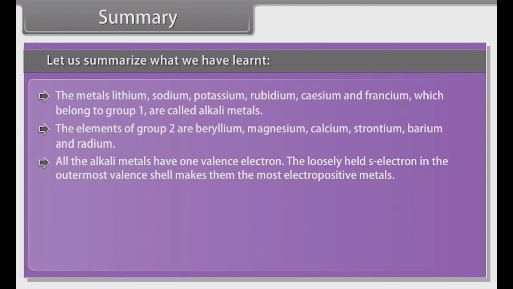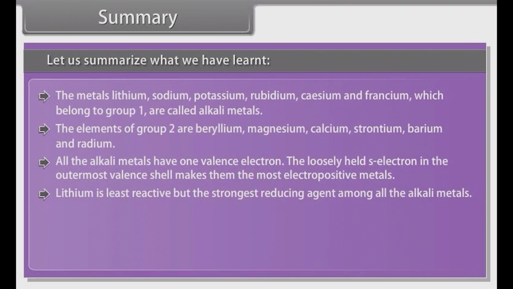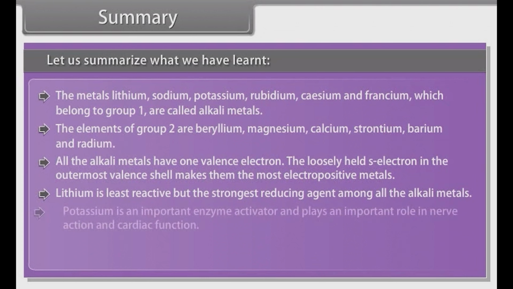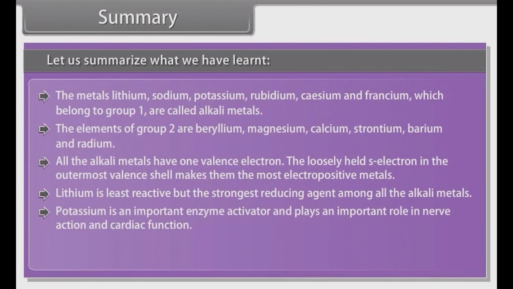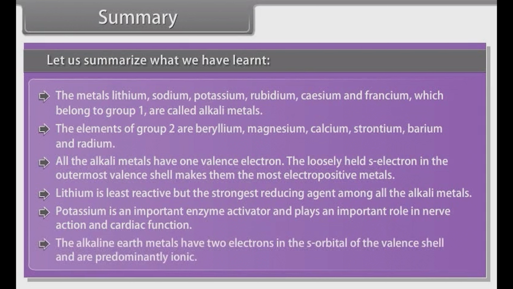The loosely held s electron in the outermost valence shell makes them the most electropositive metals. Lithium is least reactive but the strongest reducing agent among all the alkali metals. Potassium is an important enzyme activator and plays an important role in nerve action and cardiac function. The alkaline earth metals have 2 electrons in the s-orbital of the valence shell and are predominantly ionic.